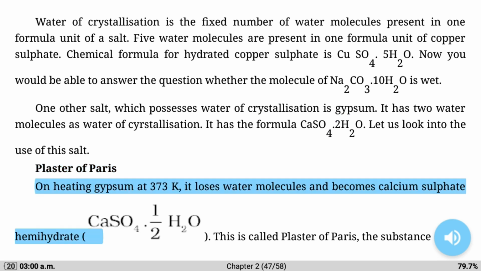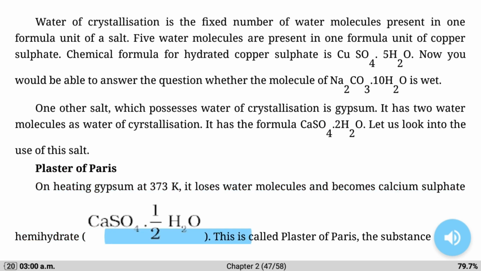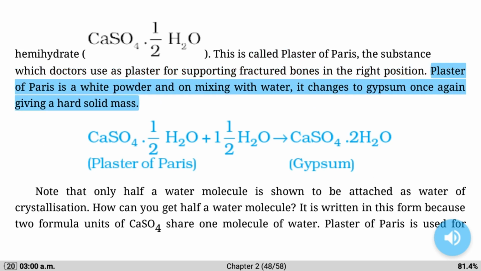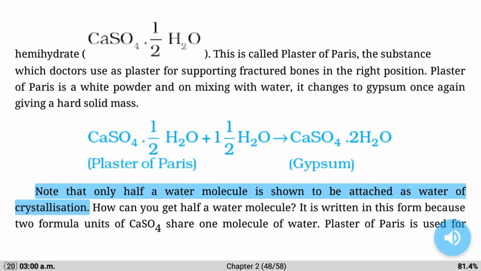Plaster of Paris. On heating gypsum at 373 K, it loses water molecules and becomes calcium sulfate hemihydrate. This is called plaster of Paris. It is the substance which doctors use as plaster for supporting fractured bones in the right position. Plaster of Paris is a white powder, and on mixing with water, it changes to gypsum once again, giving a hard solid mass.